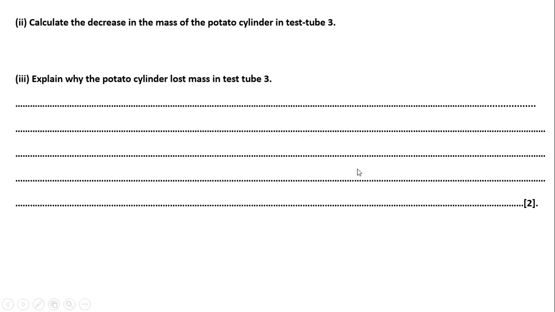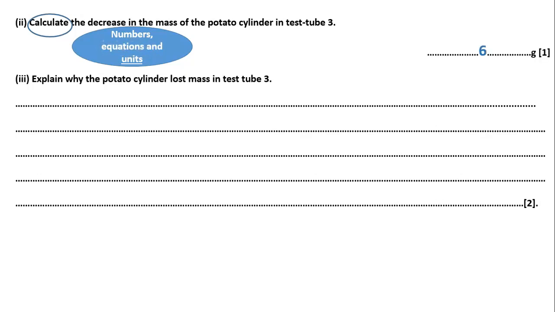The next question is asking you to calculate. Calculate means that you're going to do the numerical value and don't forget the unit. Here you go. So, after calculation, the difference will be 6 grams in mass in test tube 3. Explain. Explain questions should be answered in paragraphs. Yes, and you have to mention all the scientific information about the topic given. So explain why the potato cylinder lost mass in test tube 3.